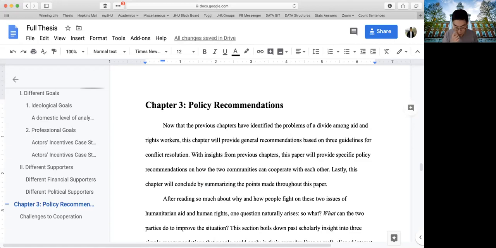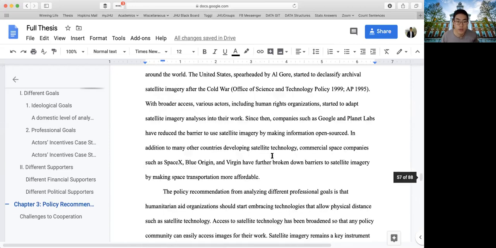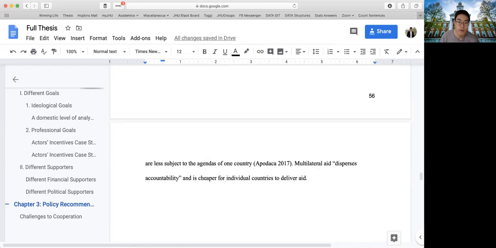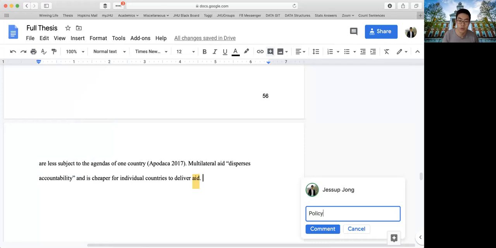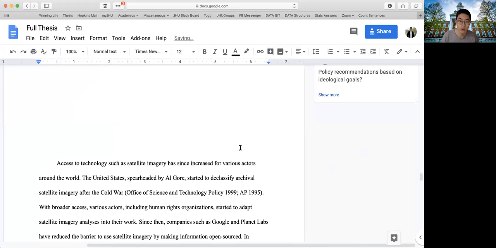Throughout this paper. All right. And there's something on recommendations on ideological goals and things like that. So I think I want to put that as a comment here, just in case. Policy recommendations based on ideological goals, question mark. And there we go.